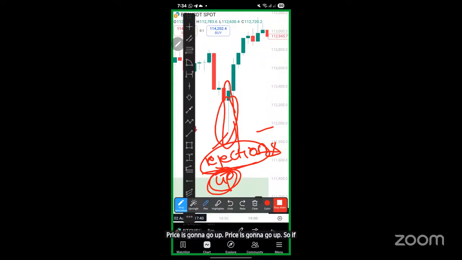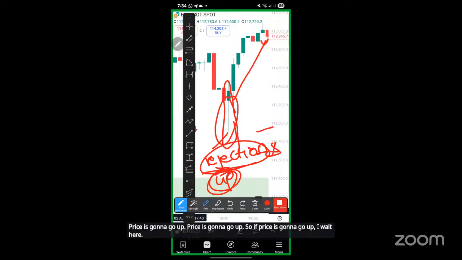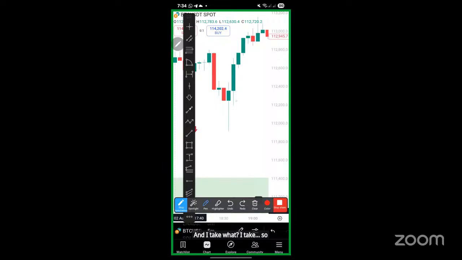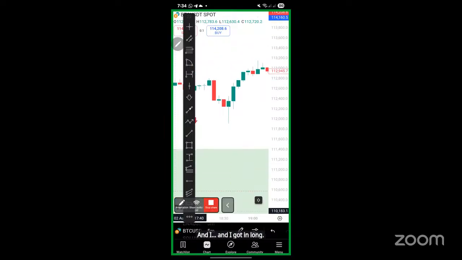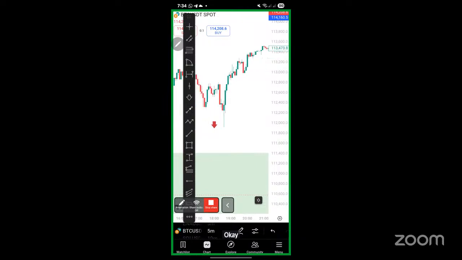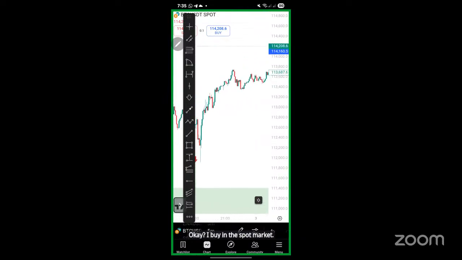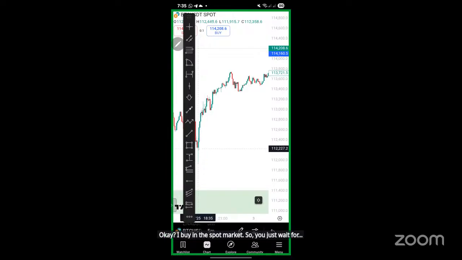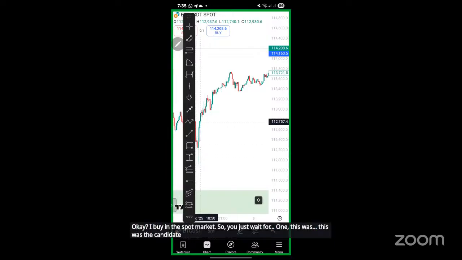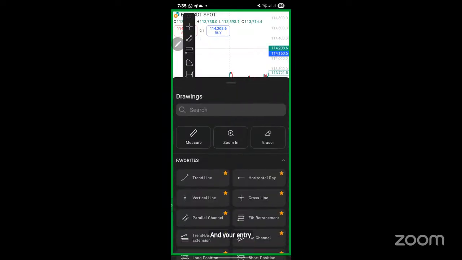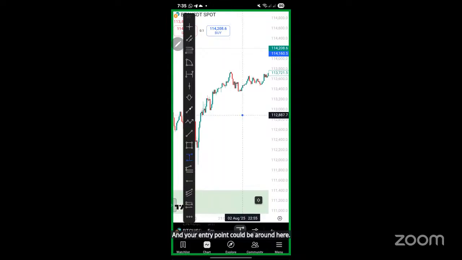So if price is going to go up, I wait for this candle to close, and I make my entry around this point, and I go in long, or I buy on the spot market. So you just wait for one. This was the candle to confirm the trend. You wait for another candle to close around this area, and your entry point could be around here.